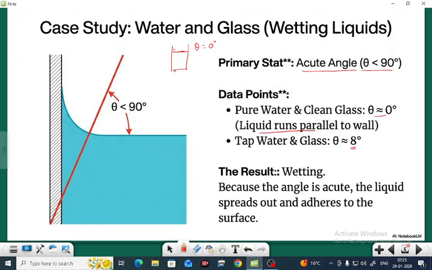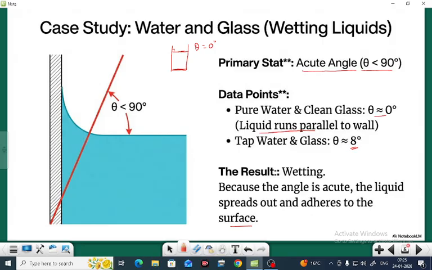Parallel to this wall, right? And tap water, glass is 80 degree, resulting in wetting because the angle is acute. The liquid spreads out and adheres to the surface. So here you can find the angle is an acute angle.